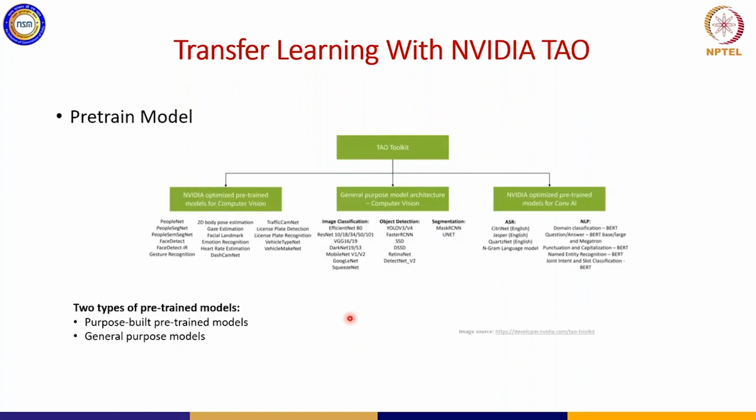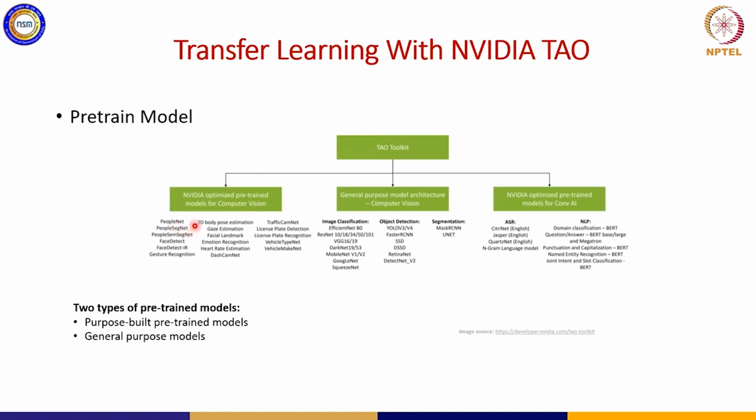So what are the pre-trained models that exist on NVIDIA TAO? We have two types of pre-trained model there. We have the one called purpose-built pre-trained model. Now, these pre-trained models are built for you to use on the go. You may not even need to supply your own data. They are just built for a particular purpose.